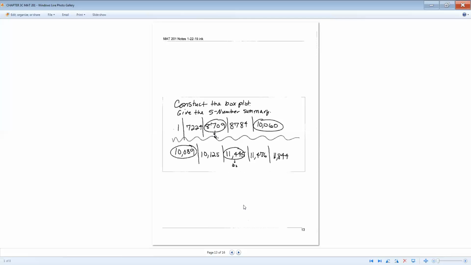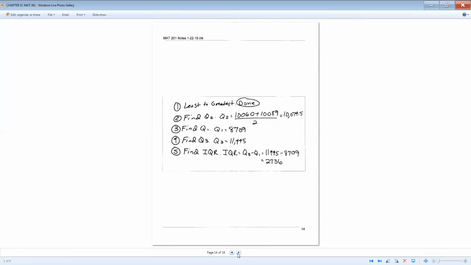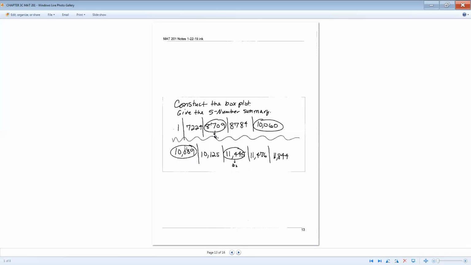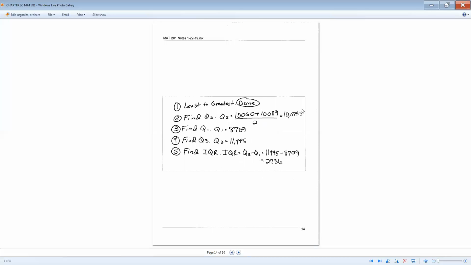So remember, the first step is to write the data values from least to greatest. I've already done that. Now we have 1, 2, 3, 4, 5, 6, 7, 8, 9, 10 data values. So when it comes to finding our median, we don't have a middle value since we have 10 data values. So what we're going to do is take our 2 middle values, 10,060 and 10,089, add them together, divide by 2. So 10,074.5 would be your Q2.